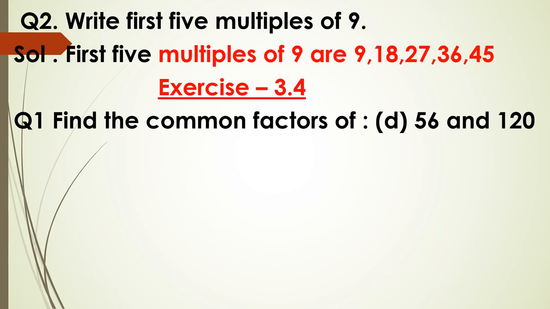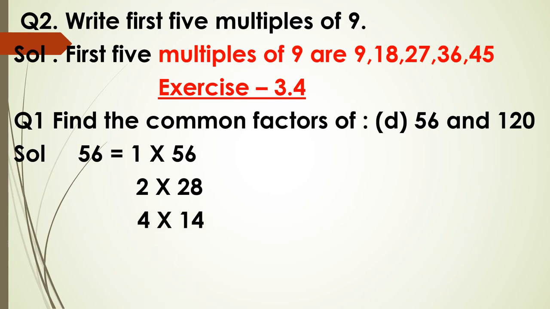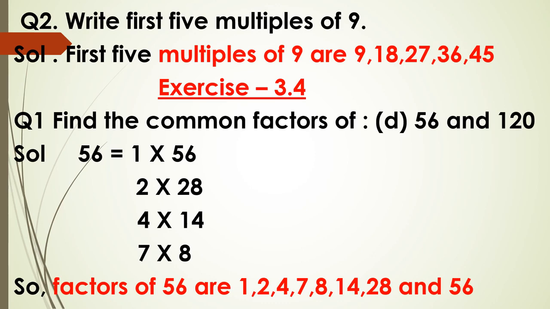Factors of 56, I have found out here. 1 multiplied by 56, 2 multiplied by 28, 4 multiplied by 14, 7 multiplied by 8. 7 8s are 56. Don't write 8 multiplied by 7 now, because then 8 and 7 will repeat, so there is no use. And don't skip any factor. Please do it very carefully. So factors of 56 are 1, 2, 4, 7, 8, 14, 28 and 56.